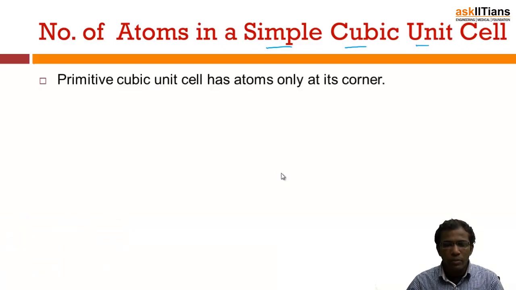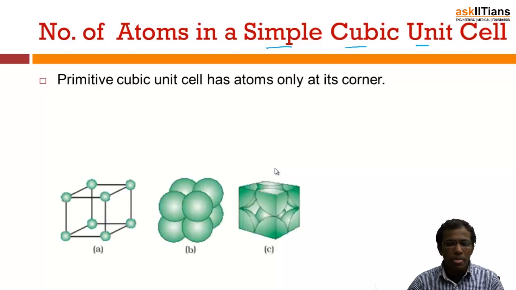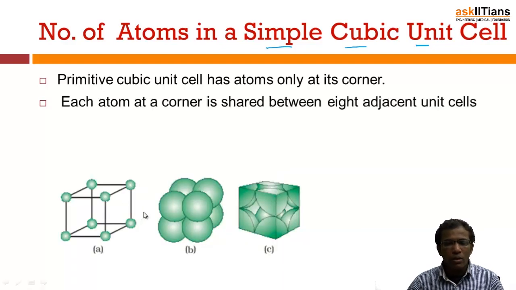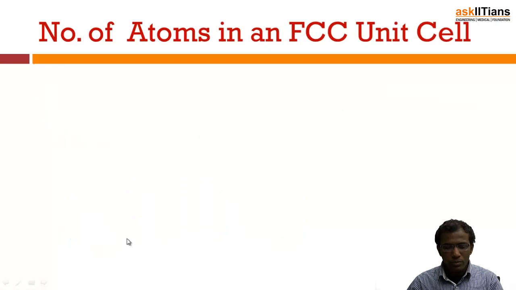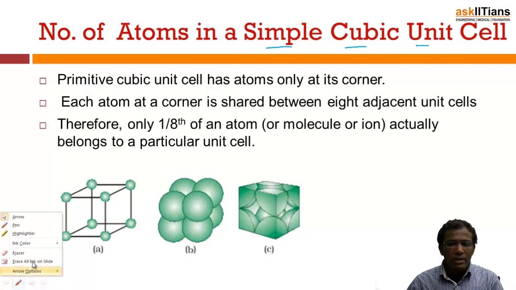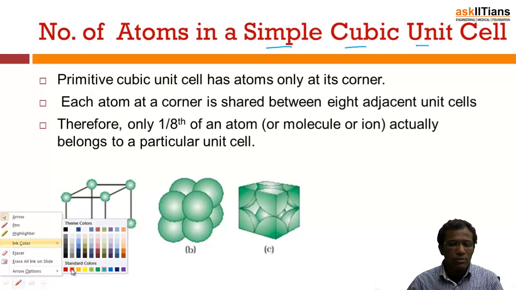cubic unit cell. So, we know that the simple cubic unit cell is nothing but a primitive cubic unit cell. It has atoms only at its corners, and each atom at the corner is shared between 8 adjacent unit cells. So, therefore, only 1 by 8th of an atom or an ion actually belongs to a particular unit cell. So, I want to calculate how many atoms it is going to have.